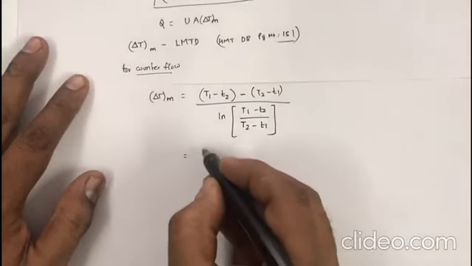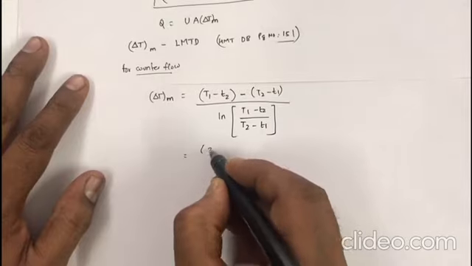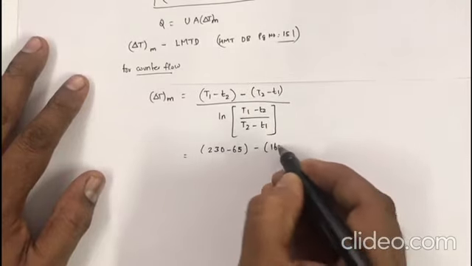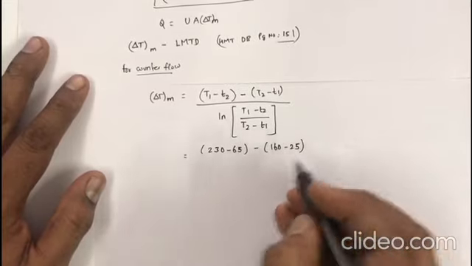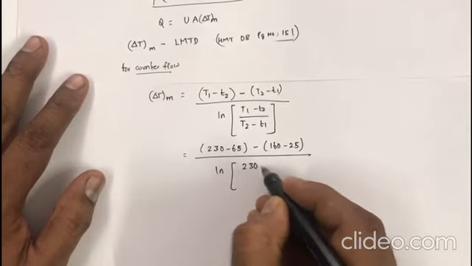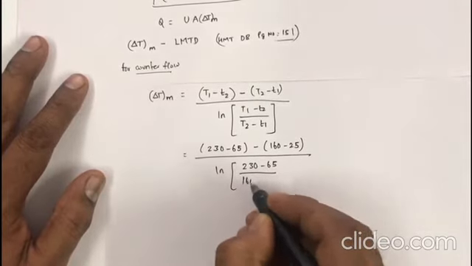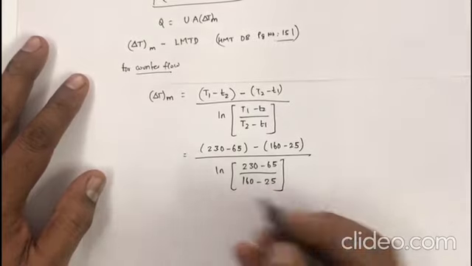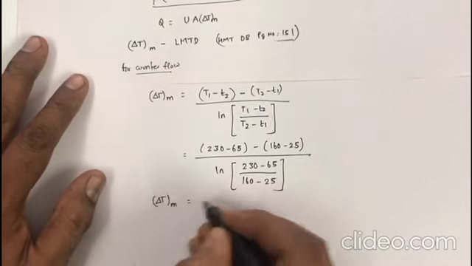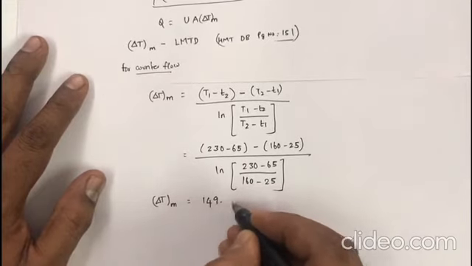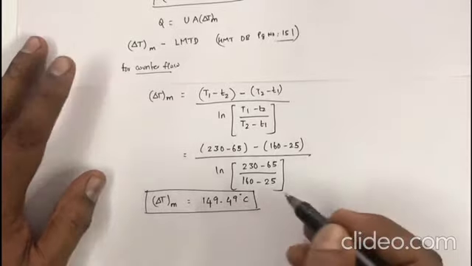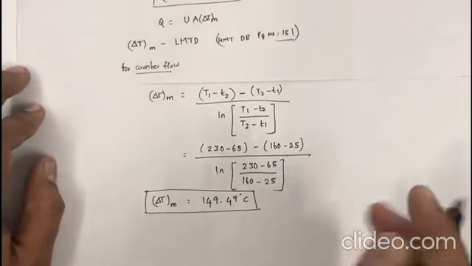Okay, so now T1 is 230 minus 65 minus 160 minus 25 divided by natural logarithm of 230 minus 65 divided by 160 minus 25. So now we have this delta Tm as 149.49 degrees Celsius. So this is your logarithmic mean temperature difference value.